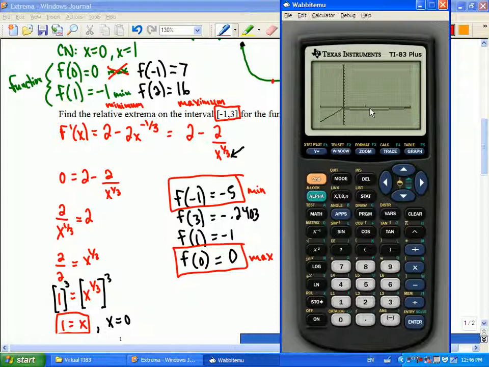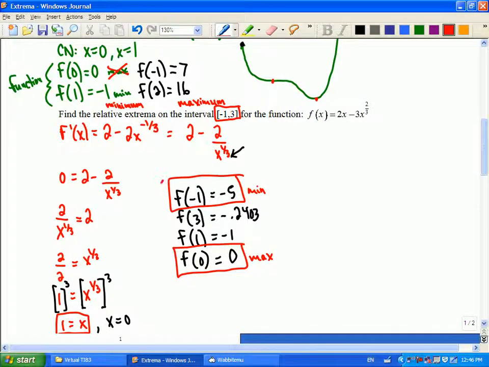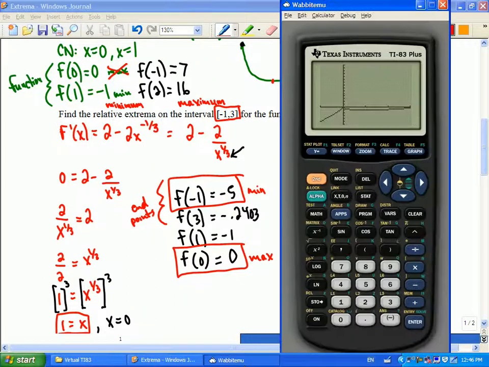What else could we say when we look at this? Well, these are my endpoints. So the only reason I'm including them is to check to see the biggest and smallest values there. The value here at 1, is that extrema? There's 1 right there. Do you think that's an extreme point? Really? No?